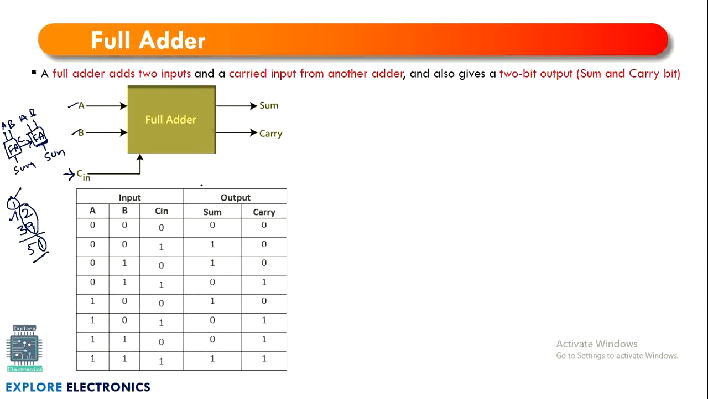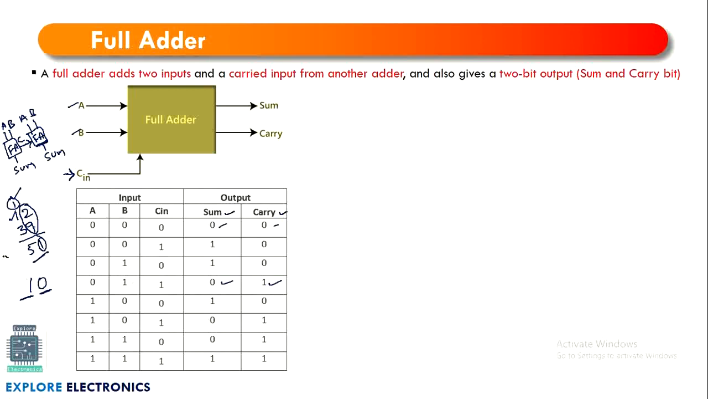Okay. The full adder output we are going to see now. This is sum and this is carry. How to add these three? 0 plus 0 plus 0 is 0, carry is 0. 0 plus 0 plus 1 is 1, carry is 0. Again 0 plus 1 plus 0 is 1, sum is 1, carry 0. 0, 1, 1 means 1 plus 1 is 2. 2 can be represented as 1, 0. In 1, 0, we need to treat this as sum and this as carry. That's why carry is 1 and sum is 0.